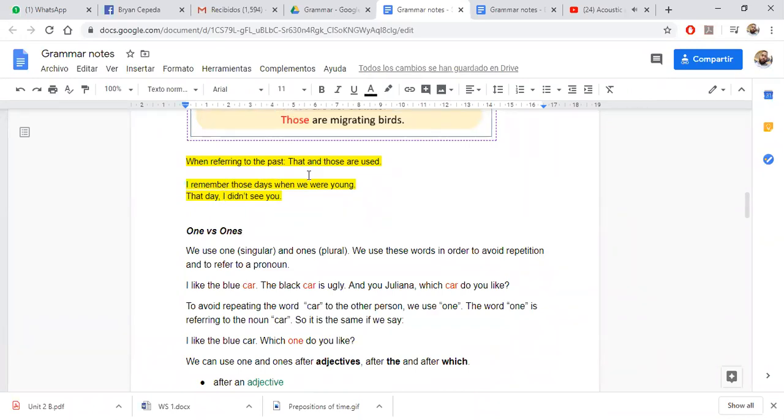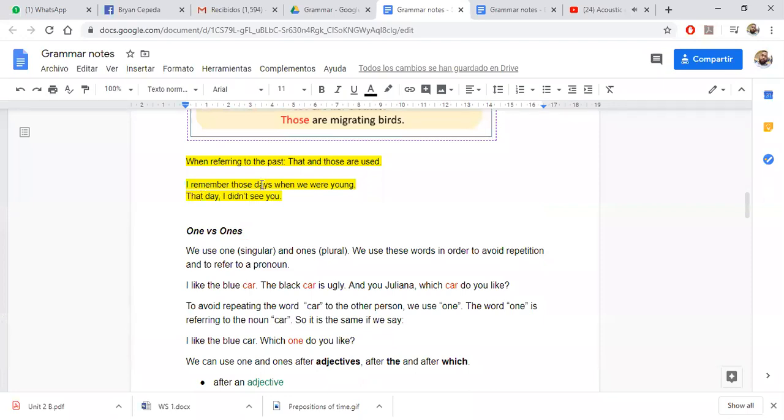When referring to the past, that and those are used. I remember those days when we were young. Those days when we were young, okay? Same thing. That day, I didn't see you.